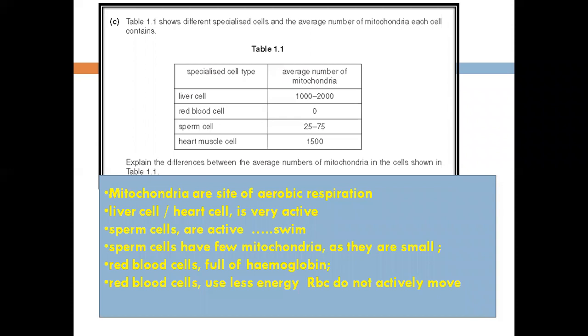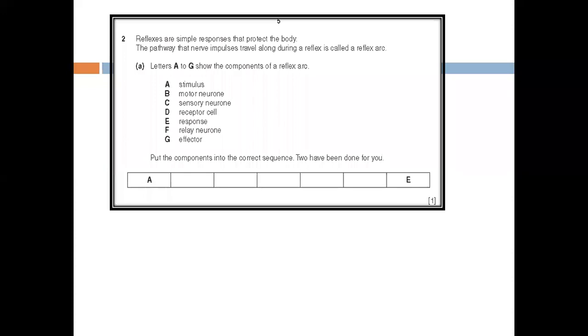Now come toward another question. All right. Reflexes are simple responses that protect the body. The pathway that nerve impulses travel along during a reflex is called a reflex arc. It means the pathway through which nerve impulses travel during a reflex action, that is called a reflex arc.